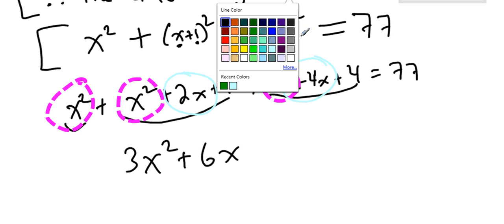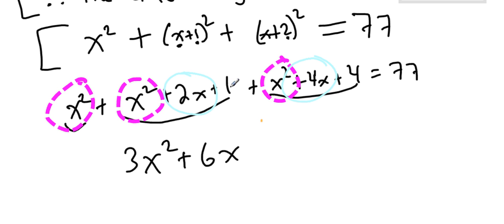Then I have, let's use another color here. So now I have plus 1 plus 4. So that's going to give me plus 5. And over here, I still have 77.